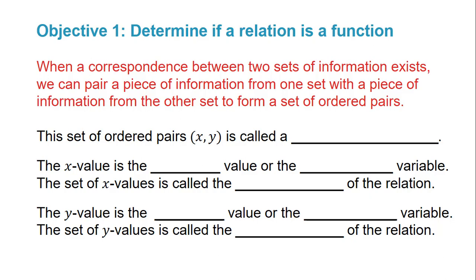I think about maybe a relationship between how much time I spend studying and the score I make on a test, or how many minutes I exercise and the number of calories that I burn. So when there is a correspondence between two sets of information, we compare a piece of information from one set with a piece of information from the other set to form a set of ordered pairs. And this set of ordered pairs that we denote with x, y is called a relation.